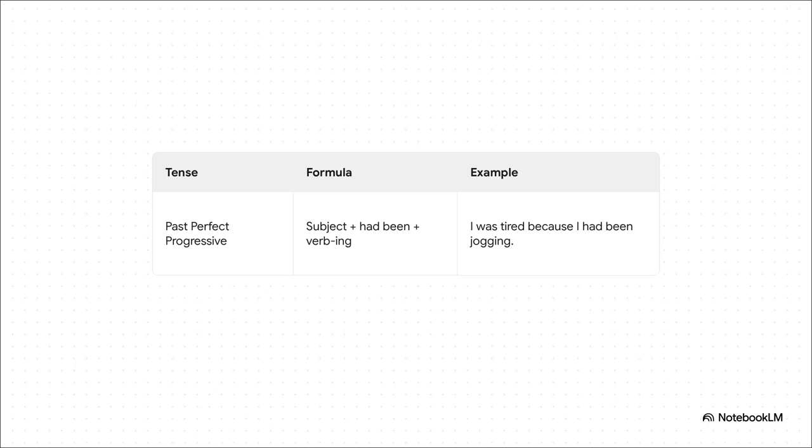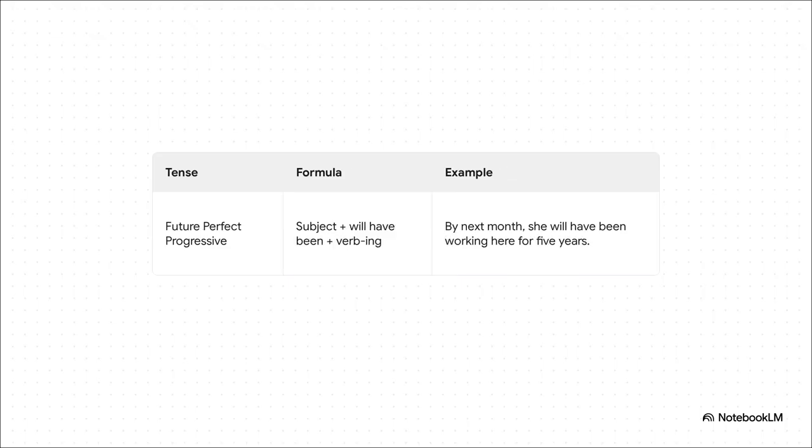The past perfect progressive describes the duration of an action that was happening before another event in the past. It's fantastic for explaining the why behind a past situation. I was tired. Okay, why? Because I had been jogging. The jogging was happening for a while, and then it stopped, and the result was that I was tired. It connects the two perfectly.